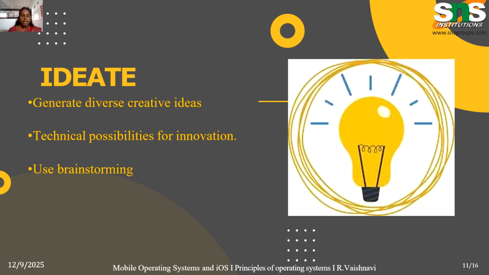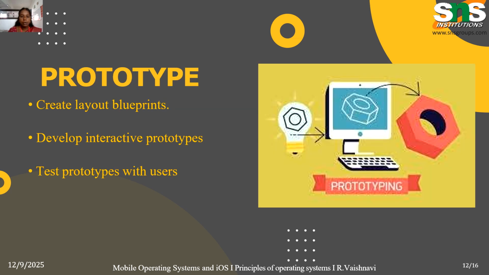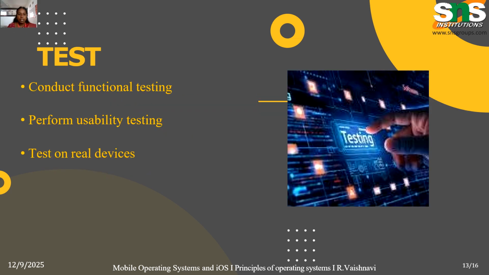Third stage is the ideate stage. In the ideate stage, we have to generate diverse creative ideas and technical possibilities for innovations, and then we have brainstorming. So you have to use brainstorming. Fourth stage is the prototype. In prototype, we have to create layout blueprints, develop interactive prototypes, and then test the prototypes with the users. Fifth stage is the testing stage.